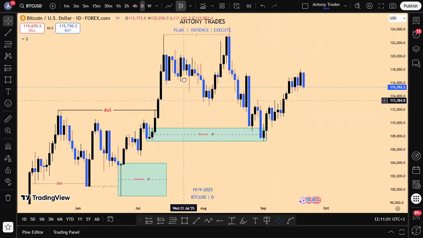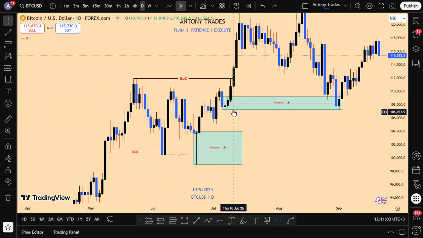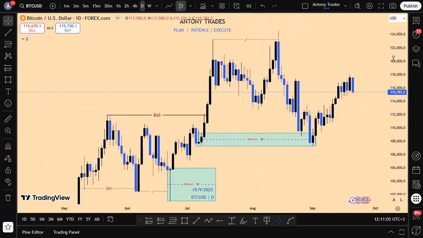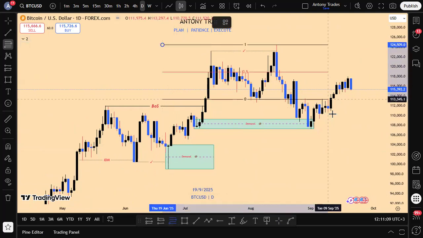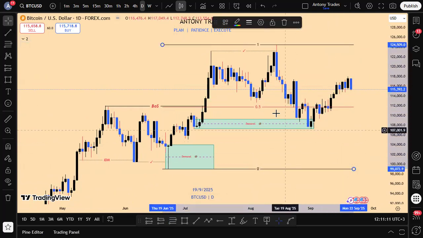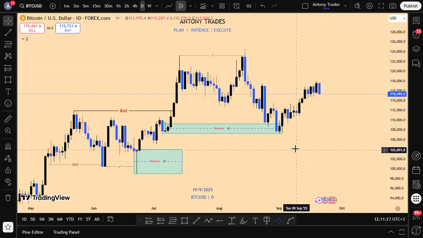Now, having these 2 points of interest, and when we use our Fibonacci tool, we can see very clearly that these 2 points of interest of ours are at the discount area. And this is the area that we would like to buy from. We buy when the price is at the discount, and we sell when the price is at the premium.